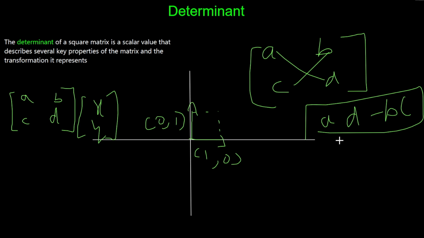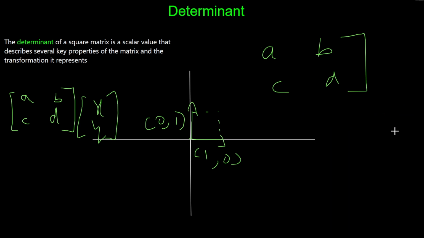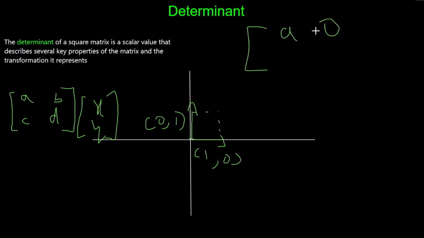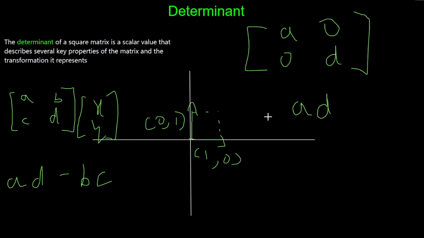So let's also take an example of another matrix here. We have A 0 0 D. Let's write the formula for determinant here: AD minus BC. So when we calculate the determinant, the value would be A times D because B and C are 0. So what does this mean? A means scaling on the X axis, and D means scaling on the Y axis.